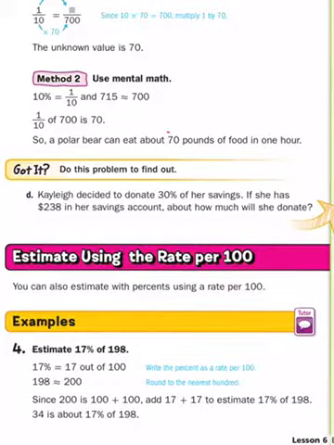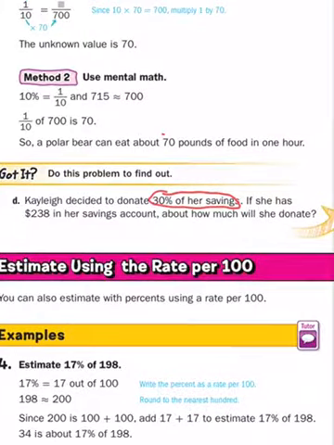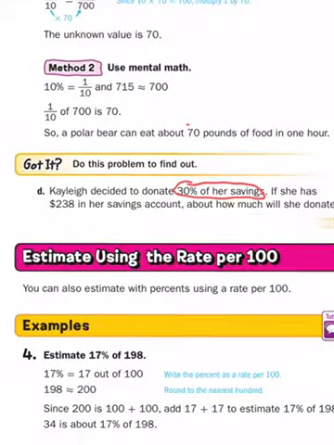So D says, Kaylee decided to donate 30% of her savings. If she has $238 in savings, about how much will she donate? Well, she's going to donate 30% of her $238, right? And it said about how much will she donate, so we're going to estimate that.